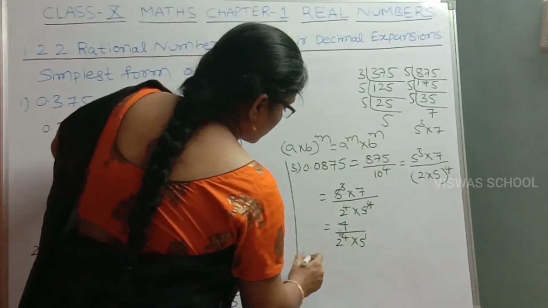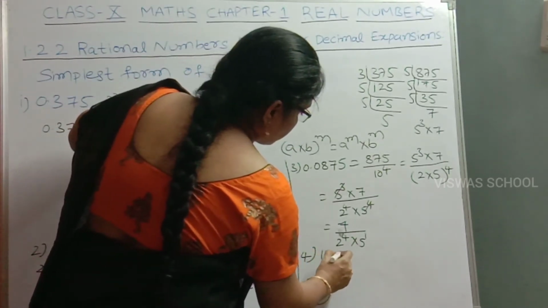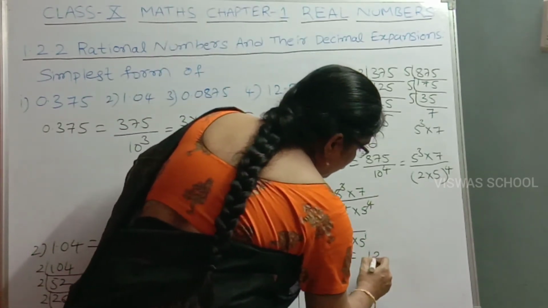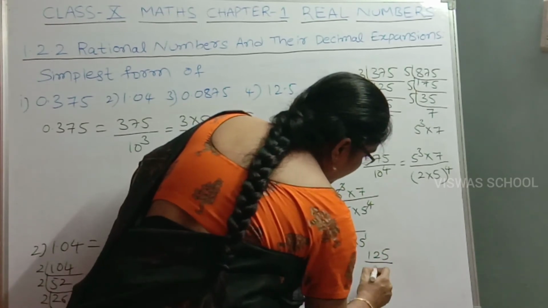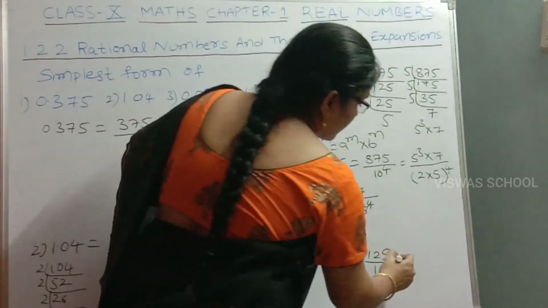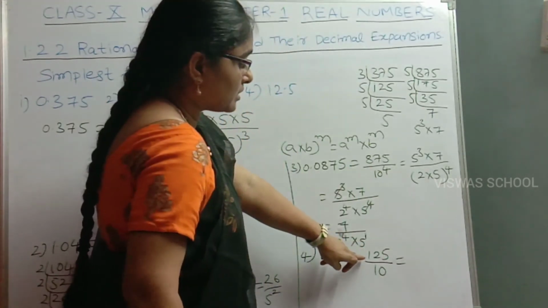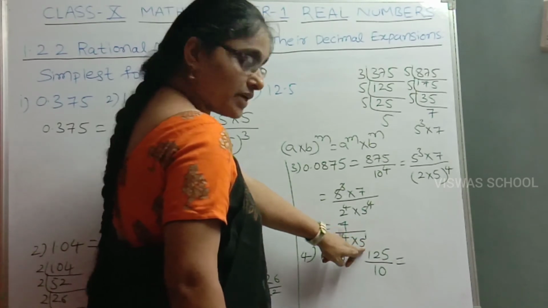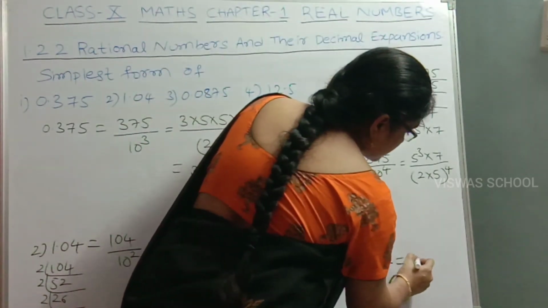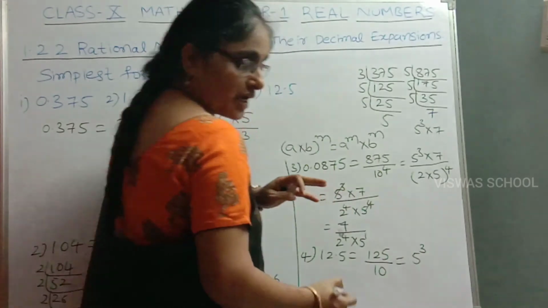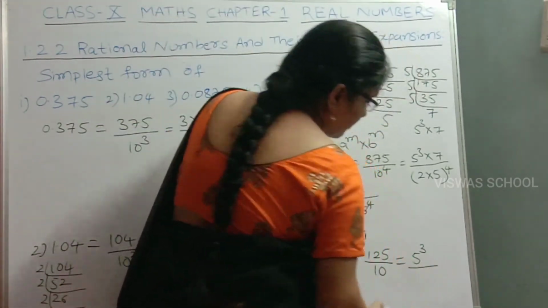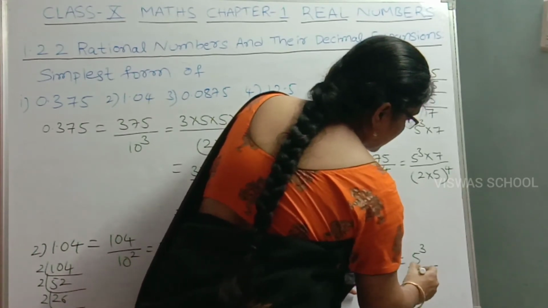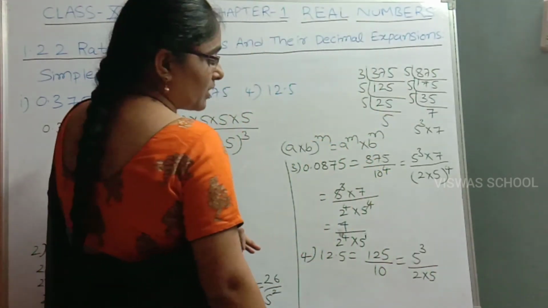Okay, the last one is 12.5. How do you write this? In a simple way, 125 by 10. Again, write it as the product of prime factors. 5 fives are 25, 25 fives are 125, so the simplest form is 5 power 3. Now in the denominator, it is 2 into 5, that is 2 to the power of 1 into 5 to the power of 1.